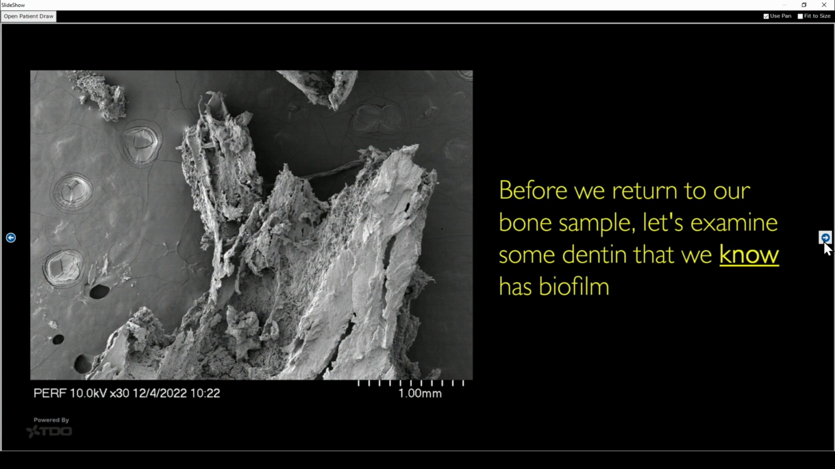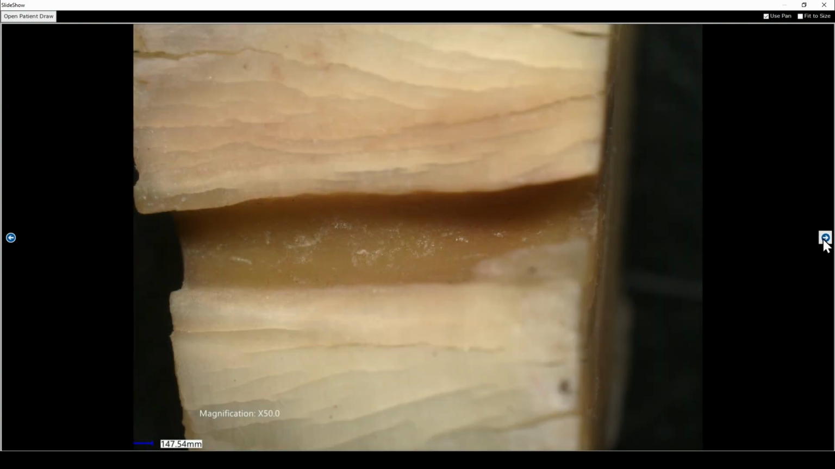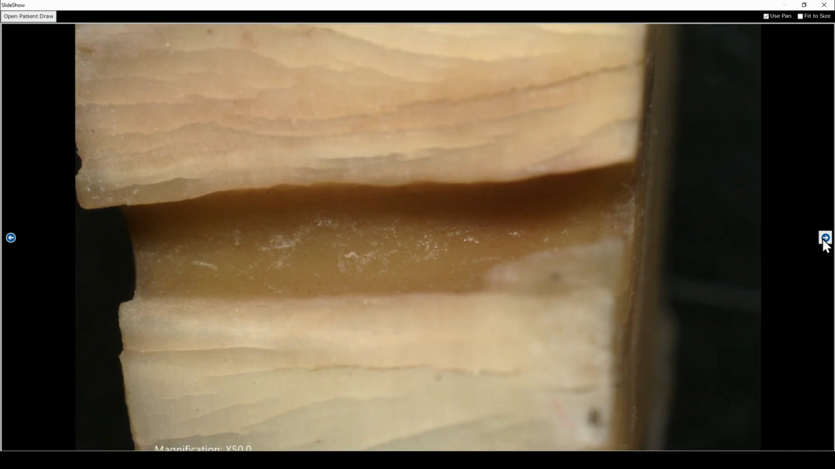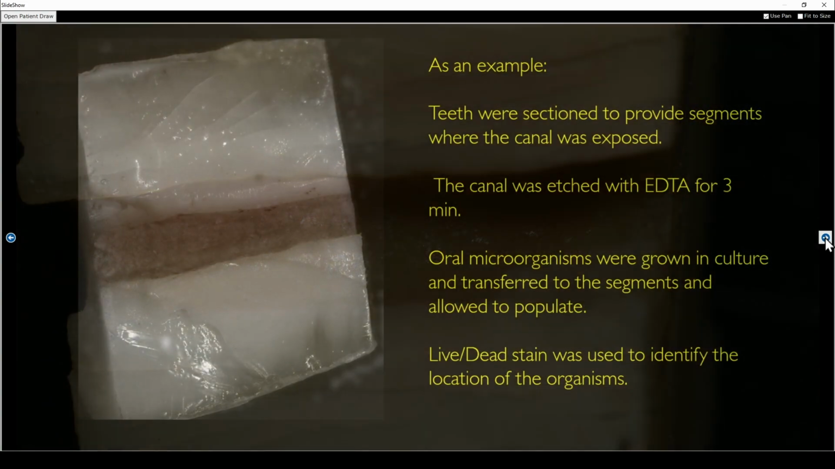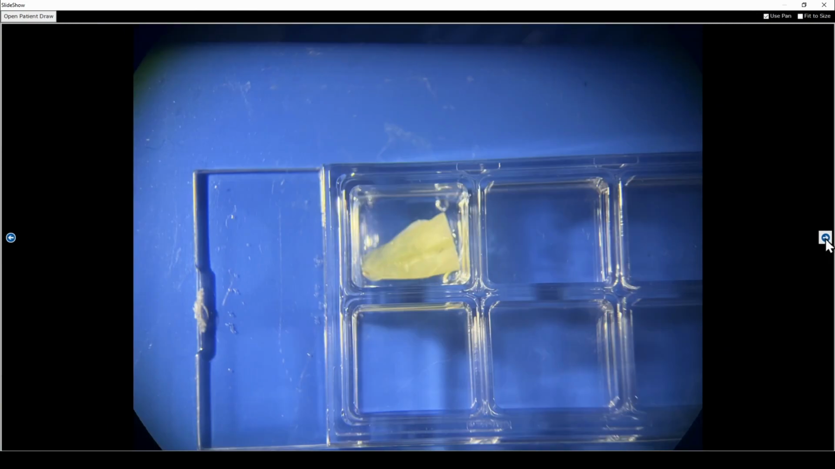Before we turn to the bone sample, let's examine some dentin that we know has biofilms, so that can serve as a positive control. I took various segments of extracted teeth, cut them up into segments, and treated the canal with EDTA for 3 to 4 minutes to etch it really well, and then impregnated these samples with oral biofilm that we grew in the lab.